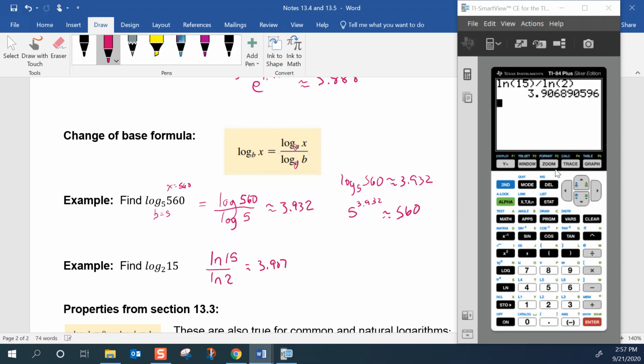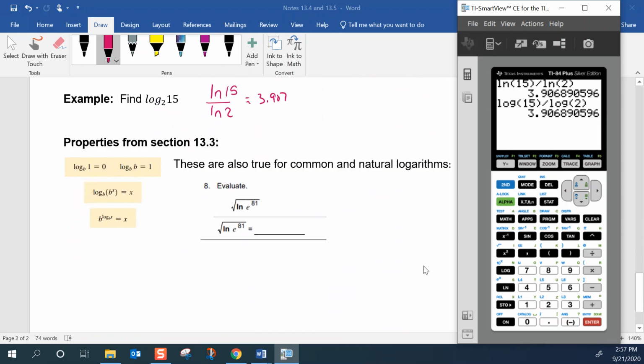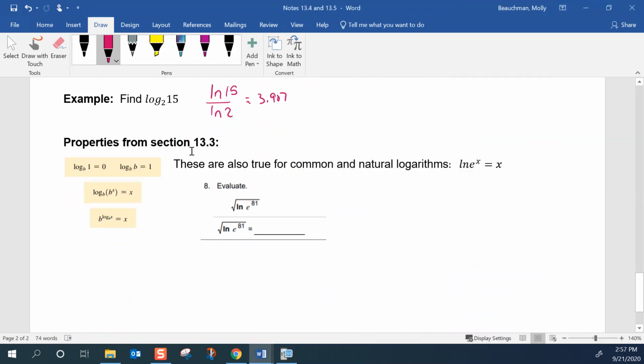And notice if I would have used common logs, log of 15 divided by the log of 2, I get the same thing. Change of base formula means you can change it as long as the base is the same and use one of the bases that our calculator has. All right, last idea, properties from section 13.3 also work with common logs and natural logs.